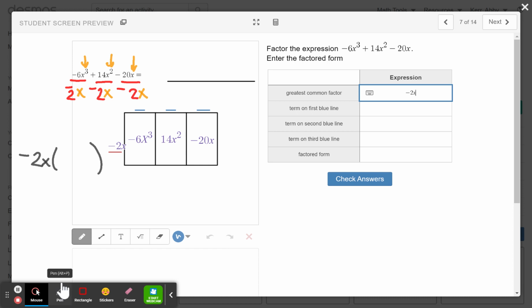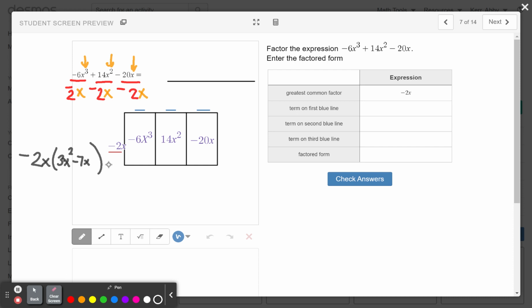Now, if you actually divide the negative 2x out, negative 6x to the third divided by negative 2x gets you 3x squared. We divide the coefficients, we minus the exponents. 14x squared divided by negative 2x gets you the negative 7 minus the exponents, which is just x. And then our last term in the trinomial, negative 20x divided by negative 2x, gets you a positive 10. So I ran out of room. This plus 10 should really be in the parenthesis. I just couldn't write small enough. Sorry, guys.